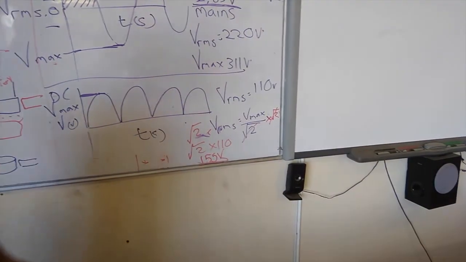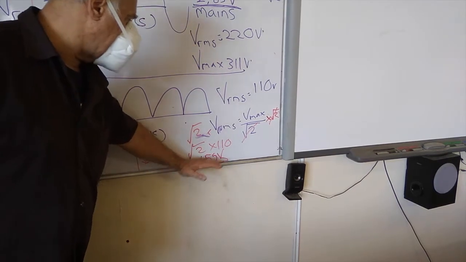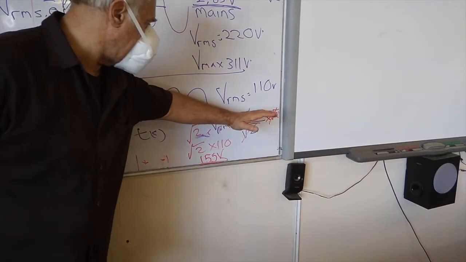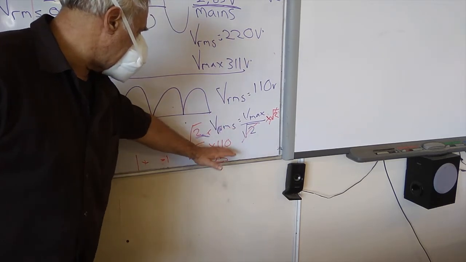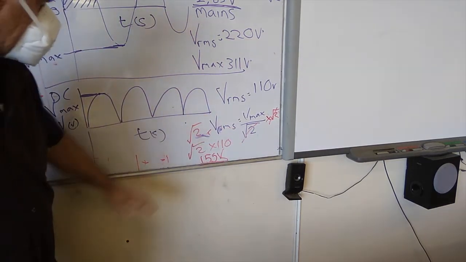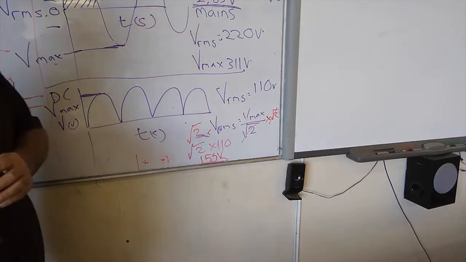So there's how we worked out V max. We took V root mean squared is V max over the square root of 2. We know its root mean squared is 110, multiplied by the square root of 2, we get V max. That's the kind of typical problem you can get as well.